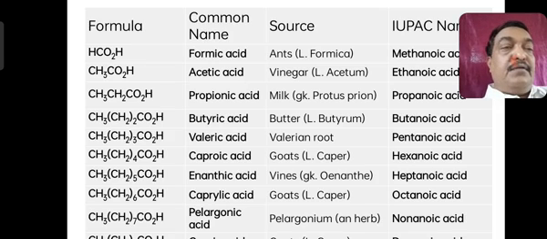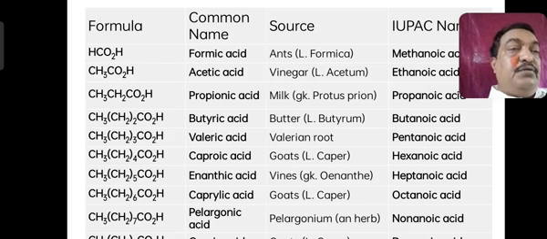Then caproic acid, CH3(CH2)4COOH, which is isolated from the goat. It is a hexanoic acid. Then CH3(CH2)5COOH, enanthic acid, obtained from vines. So it is a heptanoic acid.